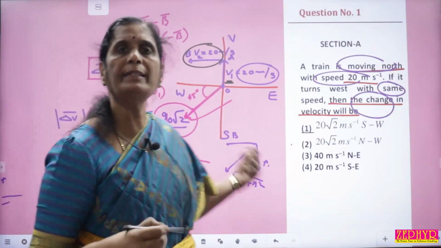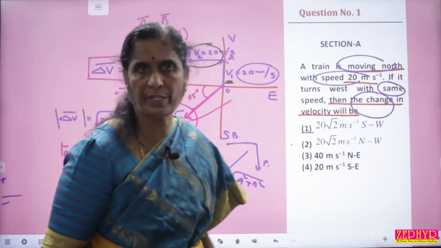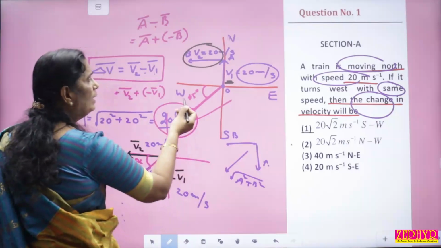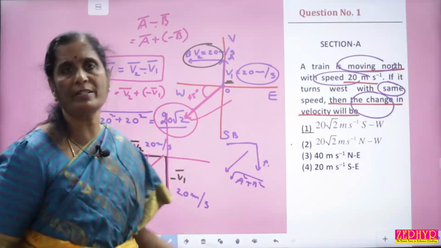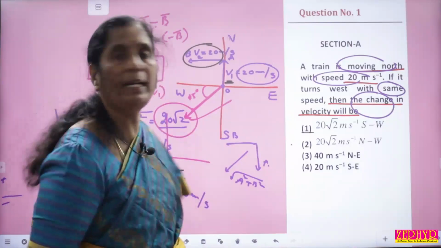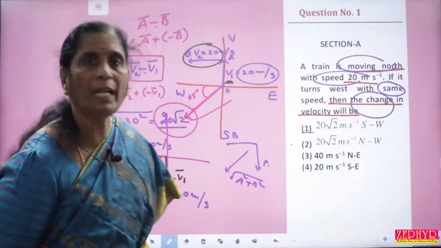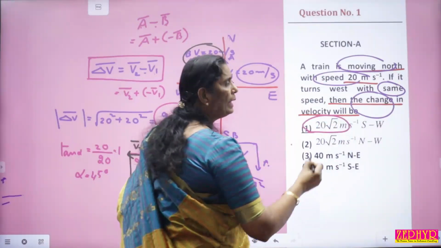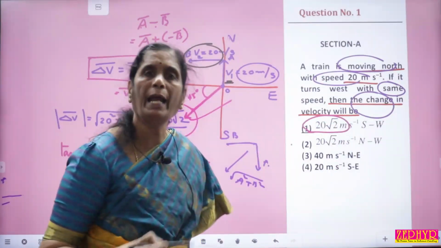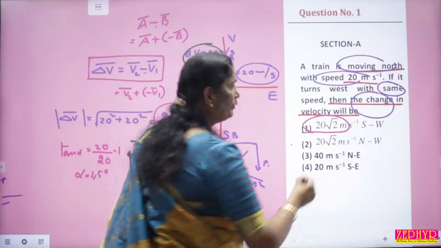But it is in the plane of south and west. So how do you say it? The direction is 45 degrees south of west. That will be the answer. So the magnitude will be 20 root 2 and the direction will be at an angle of 45 south of west.